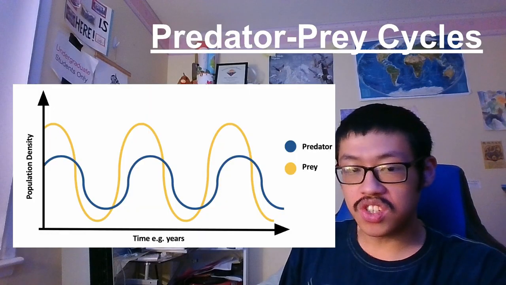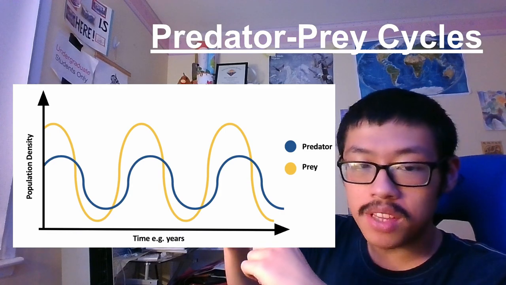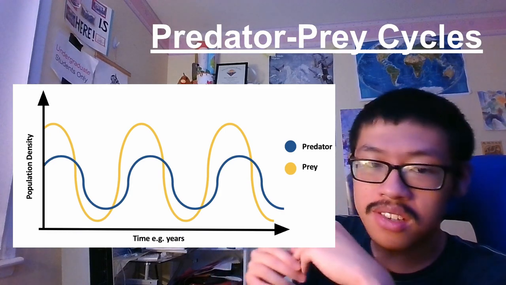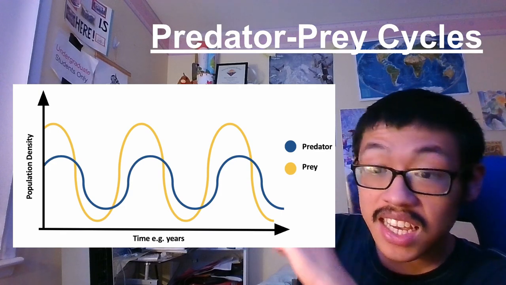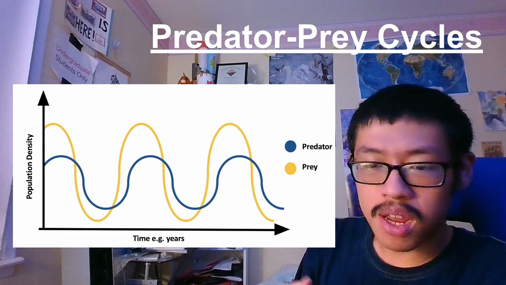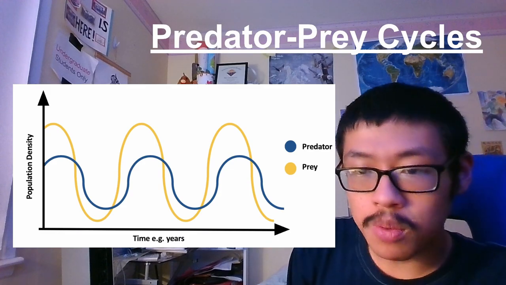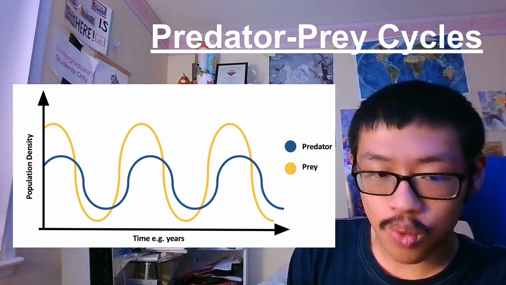Predator-prey cycles refer to a general observation in ecology in which predator and prey populations fluctuate in predictable patterns. When predator populations rise, the prey that they eat are eaten more, and so their population will decrease. However, as the prey populations decrease, the predators will begin to lose their food supply, and so their population will start to decrease as well.